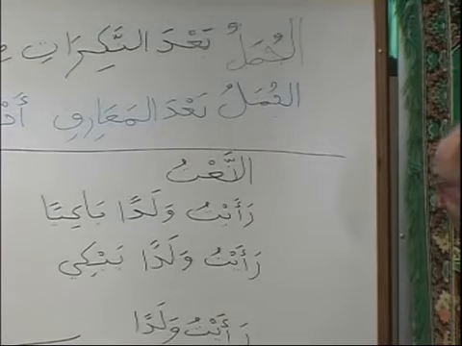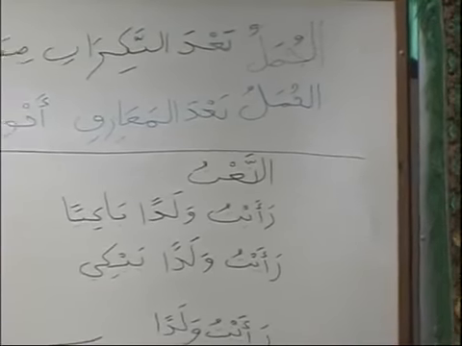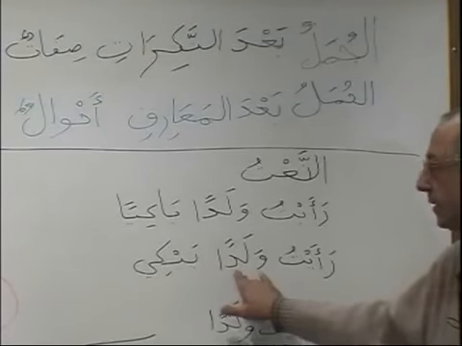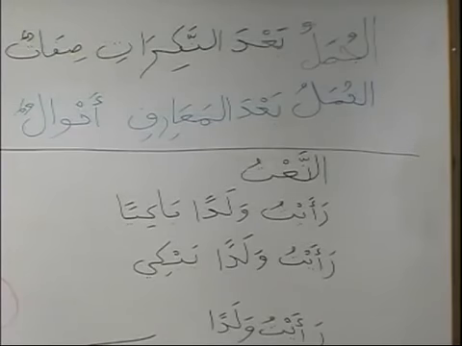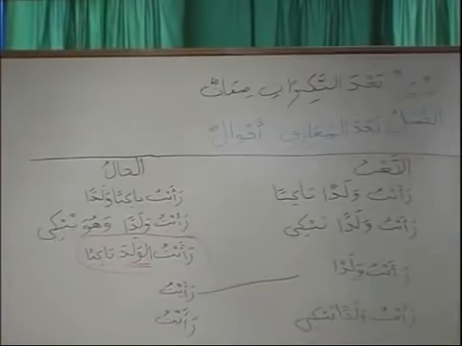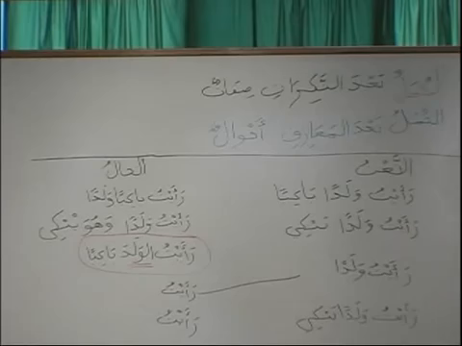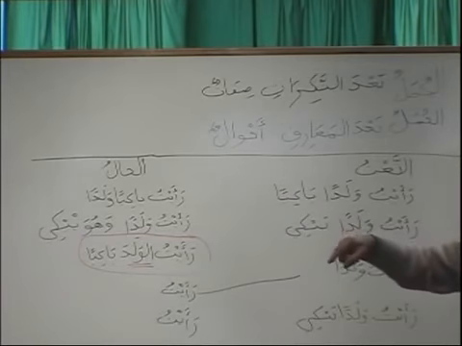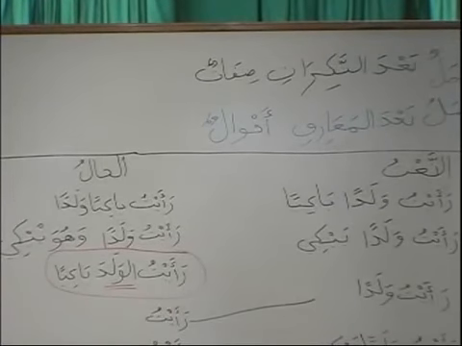Now, change that into hal. How can I change this into hal without changing the sahibul hal? Raitu waladan wa huwa yabki. Now the indefinite noun came, but I had to bring in the waw of hal, and the damir. Okay. Are you with me, brothers and sisters? Very good. Now I gave another example here, which I have written in a red circle, which shows that al-walada is definite, and baqiyan has come as a hal after that.